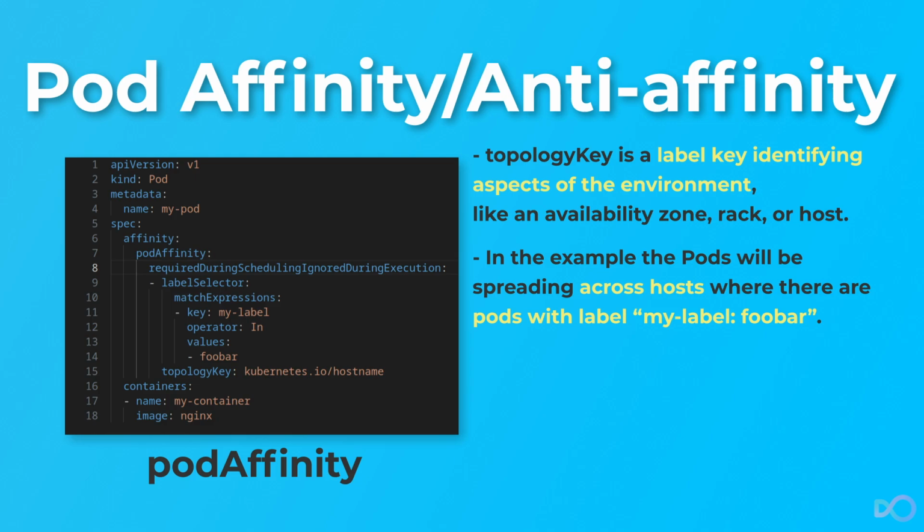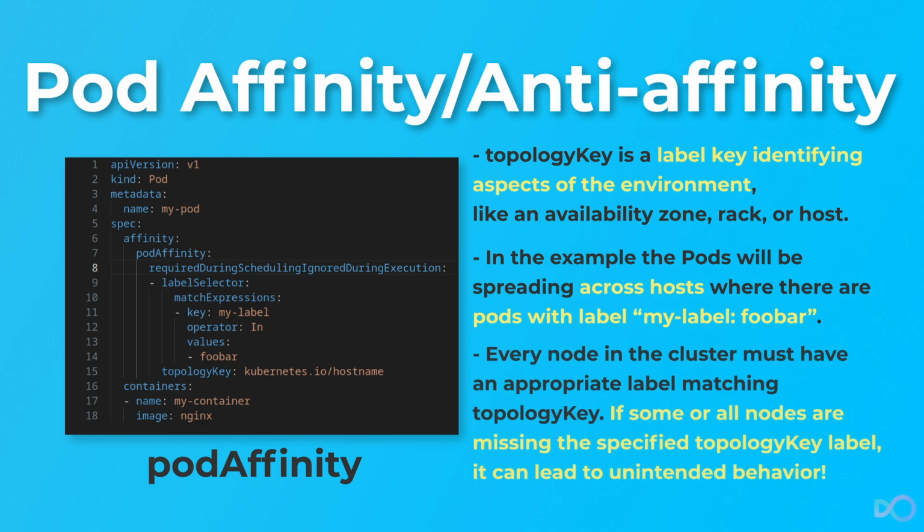By the way, Pod Anti-Affinity requires nodes to be consistently labeled. In other words, every node in the cluster must have an appropriate label matching the topology key. In our example, the label is kubernetes.io/hostname. If some or all nodes are missing the specified topology key label, it can lead to unintended behavior.